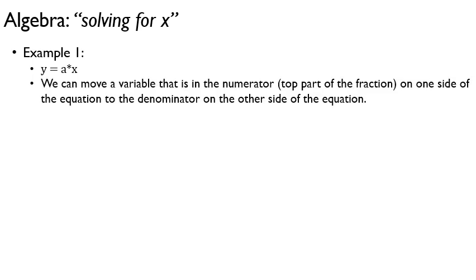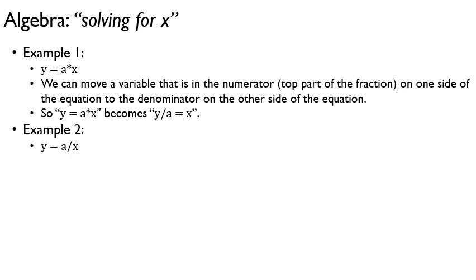So in algebra, what we can do is we can take something that is in the numerator on one side of an equation, and we can move it to the denominator on the other side of the equation. So our equation y is equal to a times x that we started out with, you can take that a and divide it over to this side of the equation. You can move it over here in the denominator. And so this becomes y over a equals x, and then we know we've solved for x. So let's go ahead and go to another example.